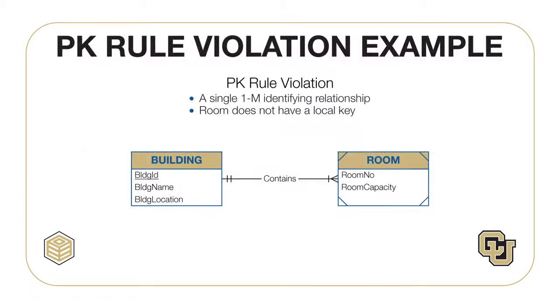In this ERD, the room entity type is missing its primary key. Room borrows from building for part of its primary key because of the identifying contains relationship. The primary key of room is a combination of building ID from building and another attribute from room. The specification of local key in room is missing, violating the primary key rule. Note that the primary key rule is violated because there's only a single identifying relationship. For associative entity types with more than one identifying relationship, a local key is not necessary as a combination of borrowed primary keys can identify entities in the associative entity type.